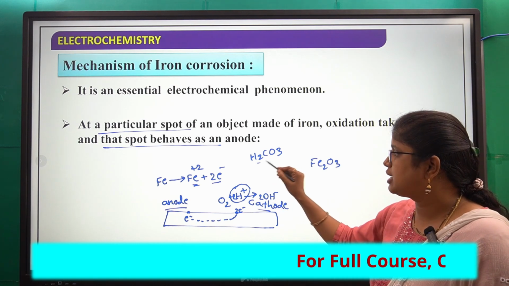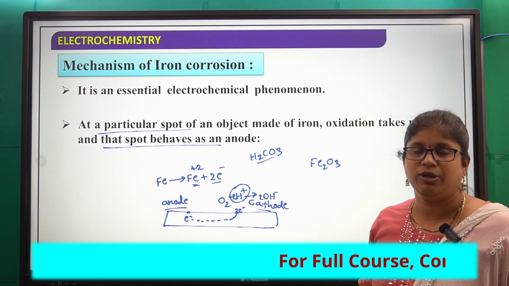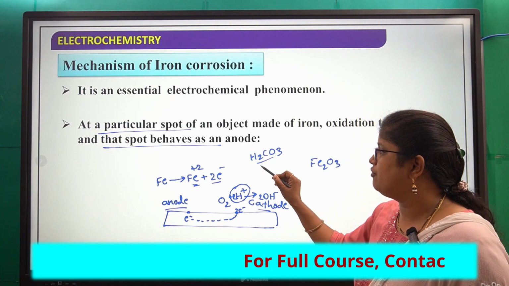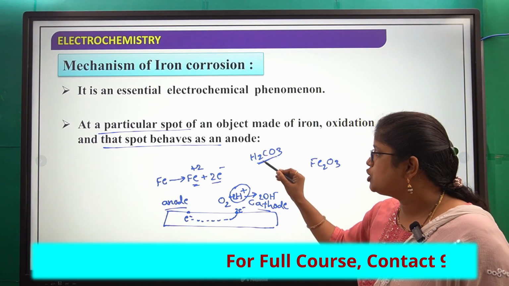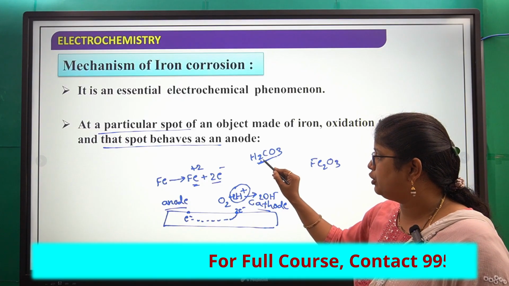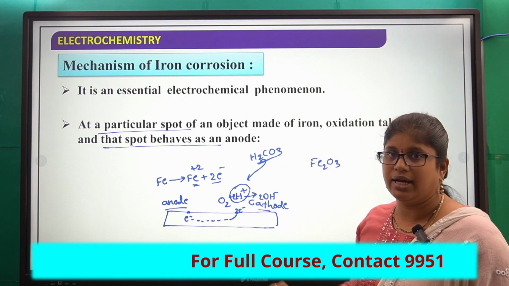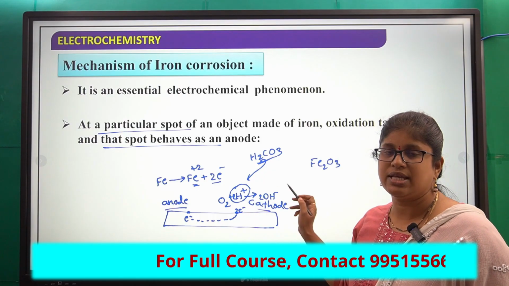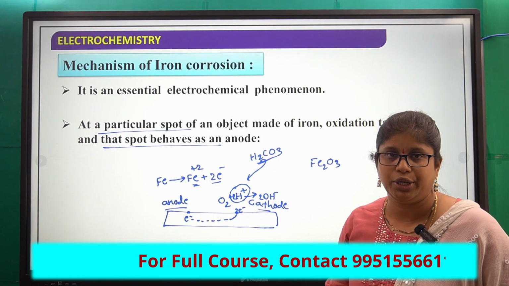H2CO3. So where is this carbonic acid? It is in the atmosphere. We know that water combines with carbon dioxide and forms carbonic acid. So we know that acid donates H plus ions. So O2 with H plus ions absorbs these electrons and gets reduced.